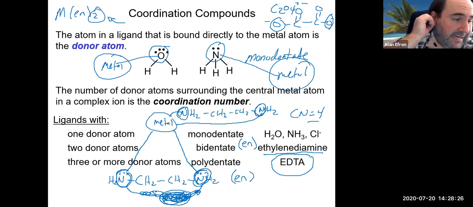So for every EDTA, it's a really good thing. It can grab metals really well. Every one of those will grab a metal in 6 different locations and kind of tie it up, as we will talk about in just a second.